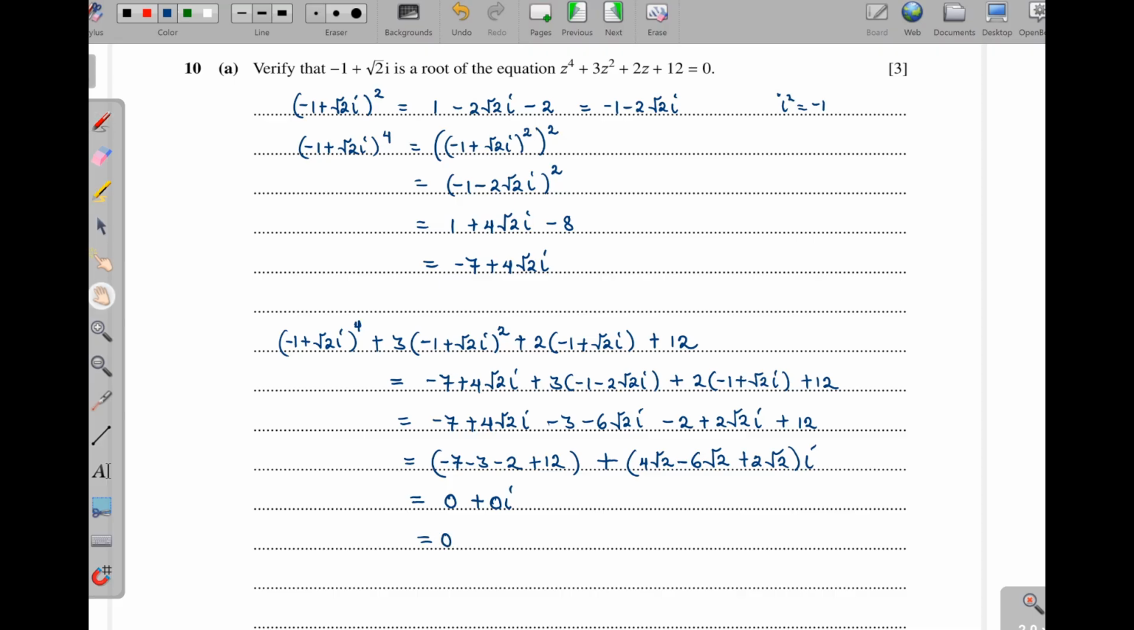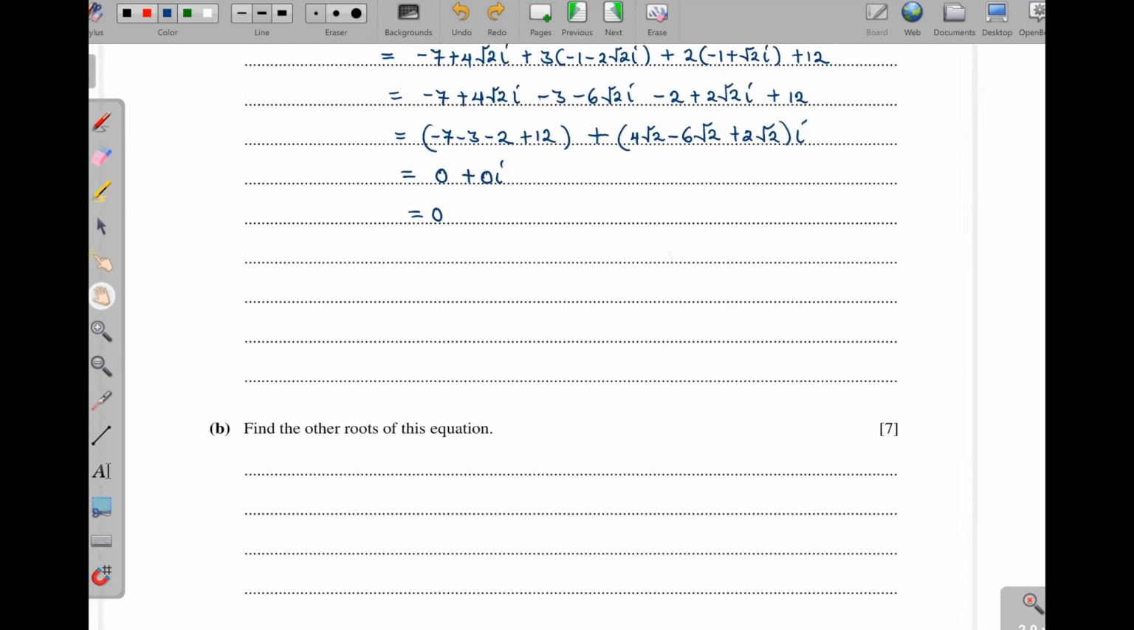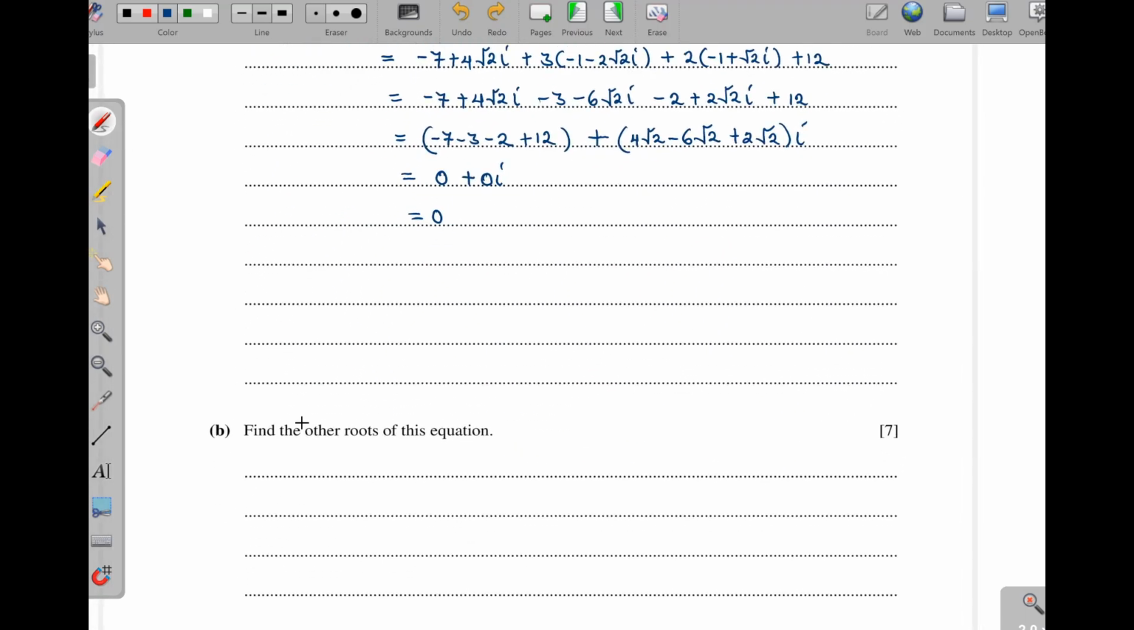So since we have substituted in here, a root is the value you substitute in a function and you get a 0, okay? So therefore, this is a root of this equation. Are we there? The next part B, they are saying find the other roots of this equation.